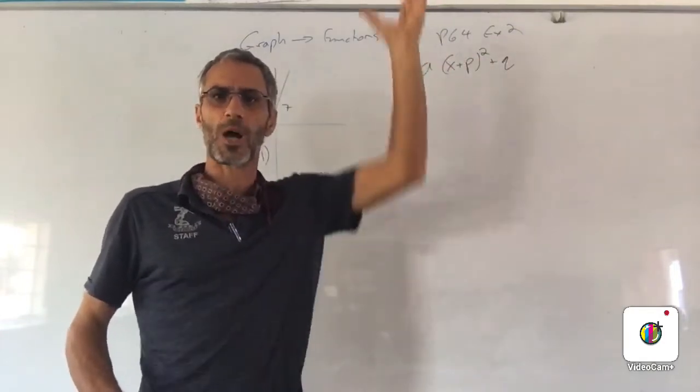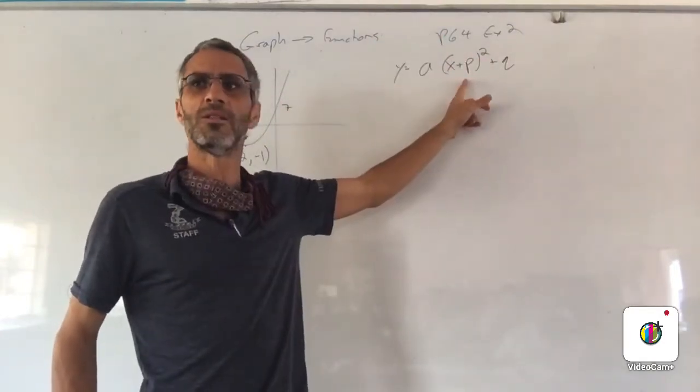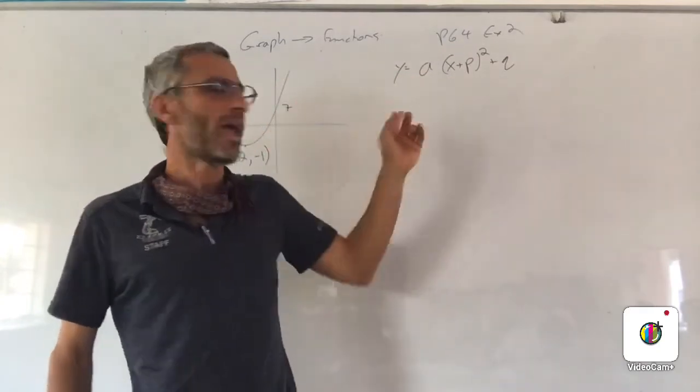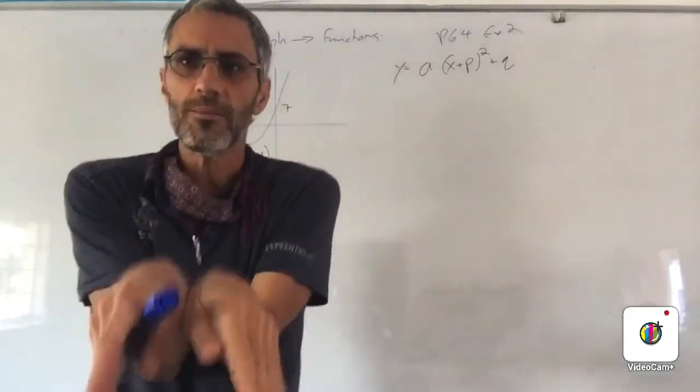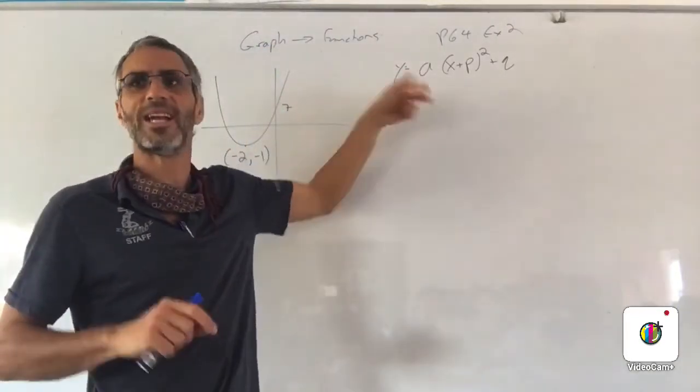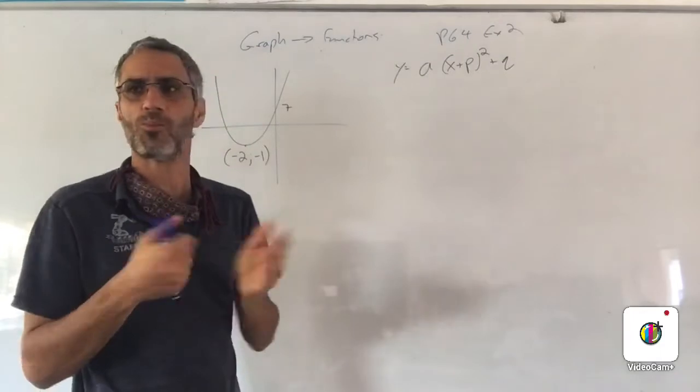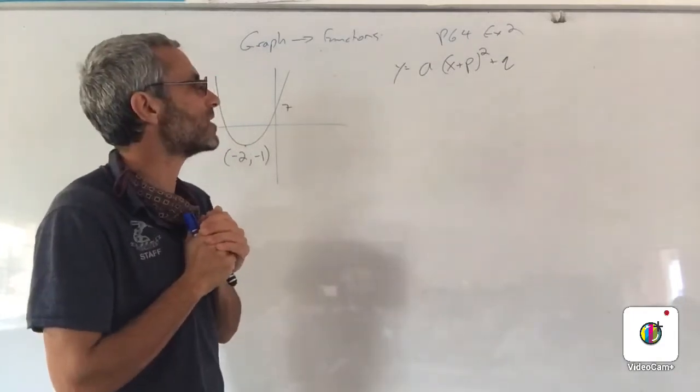Vertical shift, up and down. P, horizontal shift, left and right. A, the shape: it's either a smiley face, happy face, or a sad face. When a is negative, it's a sad face. When a is positive, it's a happy face.